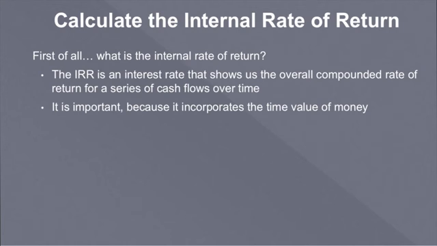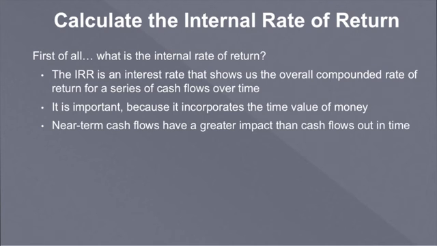This is important because it incorporates the time value of money, and what happens to money over time, right? In an inflationary environment, money is debased, or it goes down in value over time. So that is important to understand, the time value of money. And there's another concept called opportunity cost, and that is impacted when we talk about this time value of money issue, okay? So the near-term cash flows have a greater impact than the cash flows that are far out in the future. Would you rather have $1 today or $1 in 10 years?